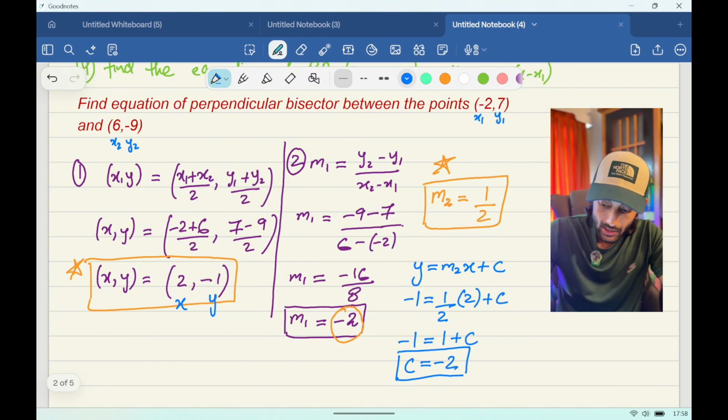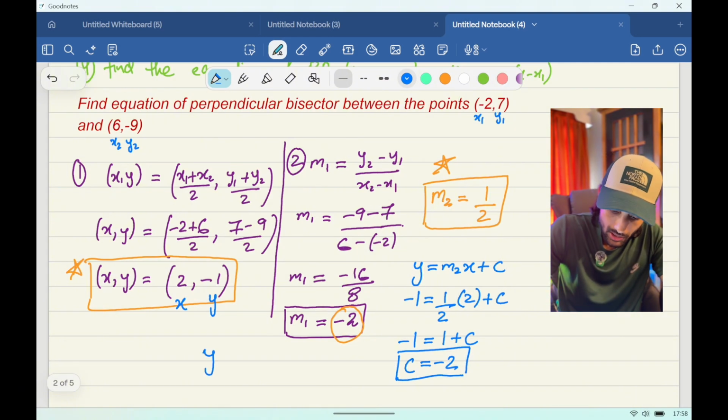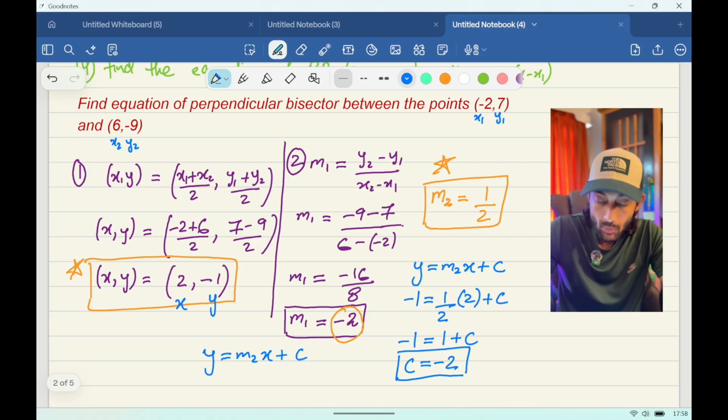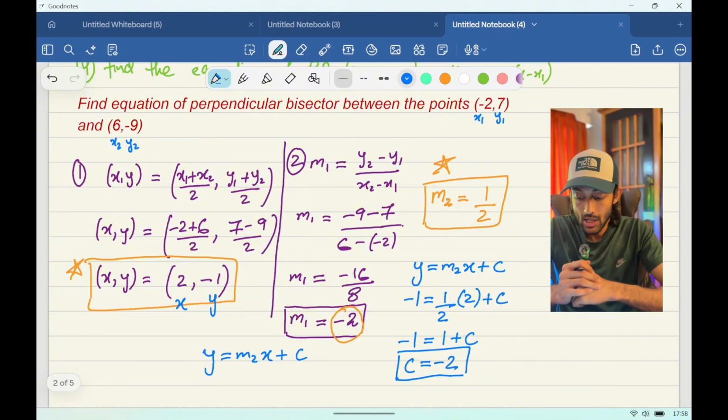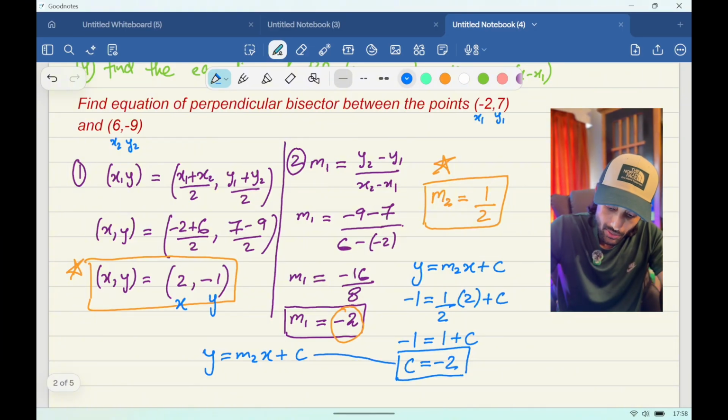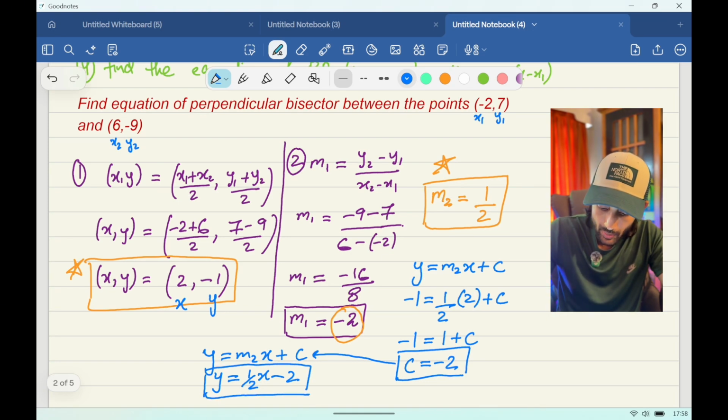Now finally you'll just write y is equal to m2x plus c, because you are more concerned about the equation rather than just finding the value of c. So you have to resubstitute this value of c over here. Y remains the way it is. This m2 is basically half. This x remains the way it is, plus this c is basically -2. And this is your final equation of the perpendicular bisector.